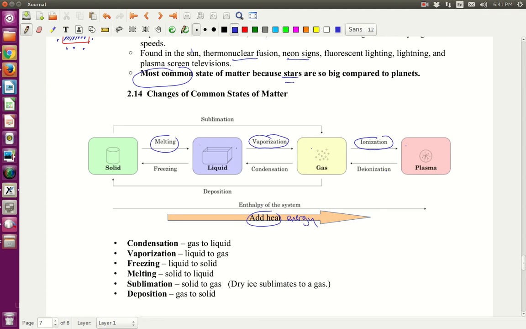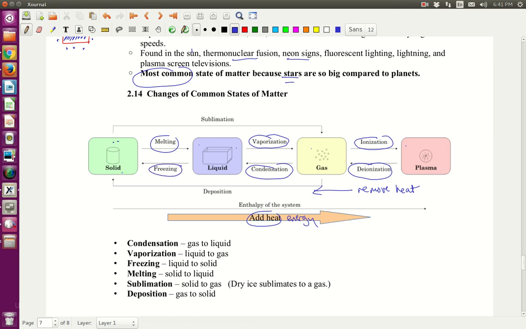And if I take the heat away, it will deionize, or turn from ions, like cations and anions we'll talk about later. So it'll go from a plasma to a gas. If I take more heat away, here in the opposite direction, I'm removing heat, the gas condenses to become a liquid. If I take more heat away, the liquid freezes to become a solid.